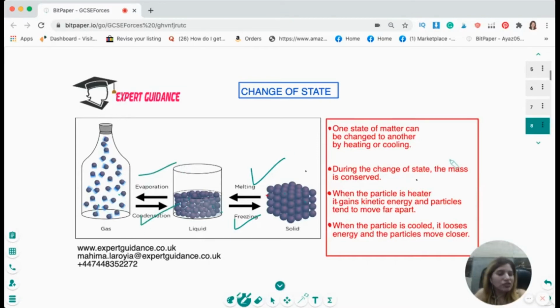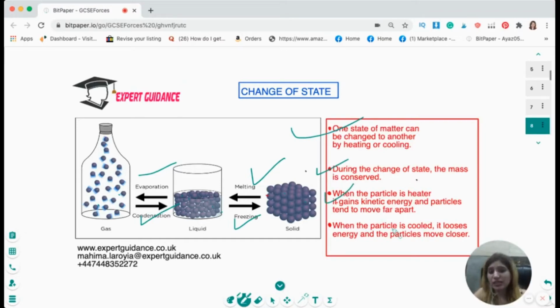One state of matter can be changed to another by heating or cooling. During the change of state, the mass is conserved, and when the particles are heated, they gain kinetic energy. So the particles start to move away from each other. So the interparticle space increases and it changes into another state. And when the particles are cooled, they lose energy. So the particles move closer. Therefore, they change from a liquid to a solid. Okay, so I hope all these changes that take place while heating and cooling are clear to you.